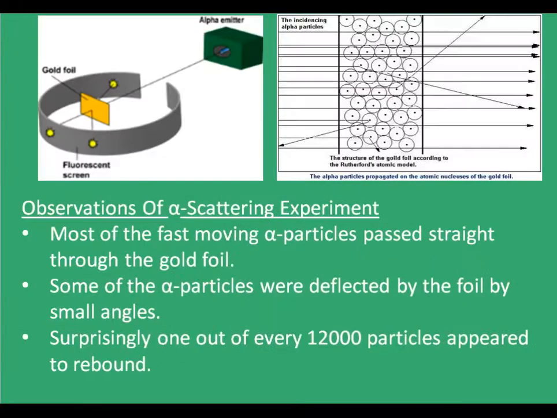But instead, what happened was, most of the fast-moving alpha particles passed straight through the gold foil. Some of the alpha particles were deflected by the foil by small angles. And surprisingly, 1 out of every 12,000 particles appeared to rebound.